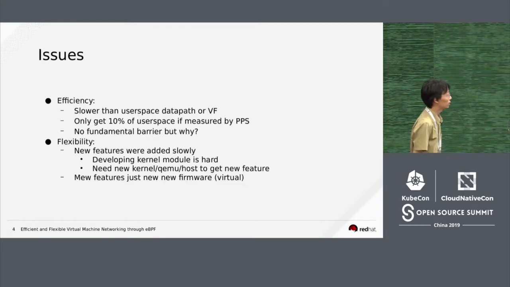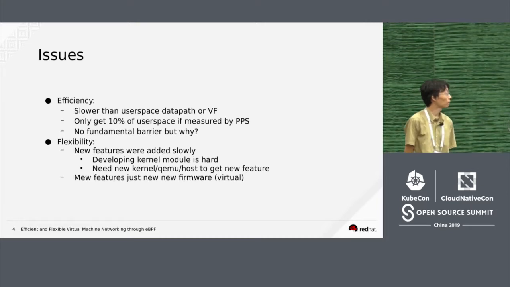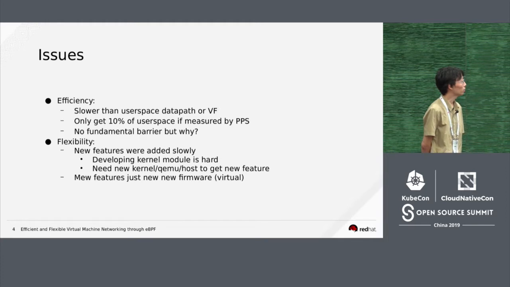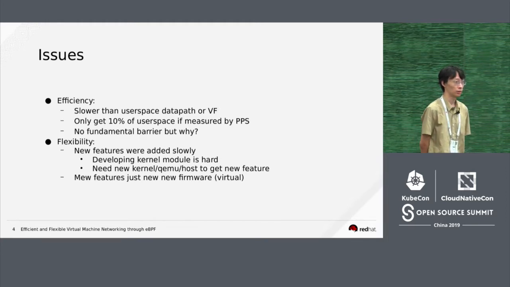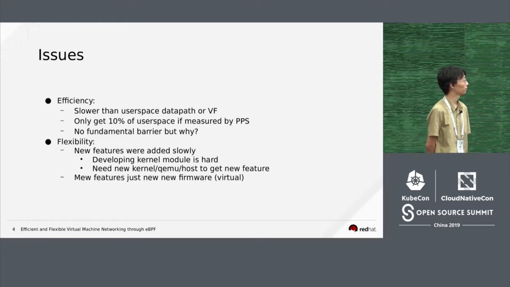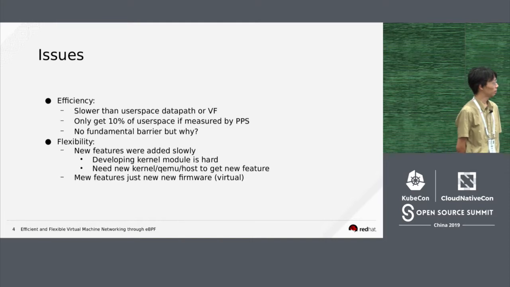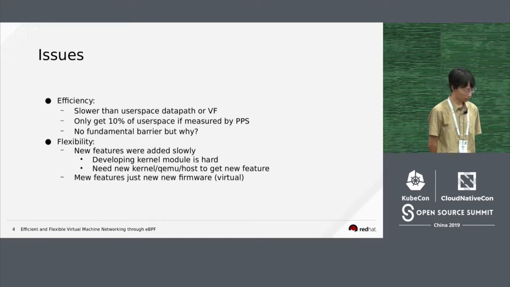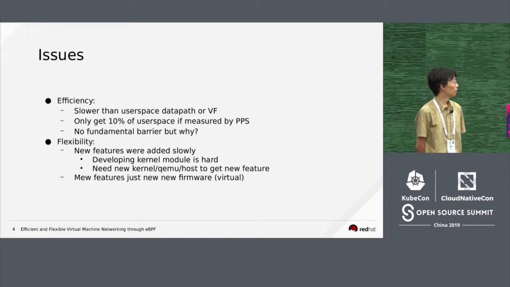In these slides, we mainly talk about the issues we are facing. For example, efficiency. The kernel-based data path is not very efficient, and it is slower than the user-space data path. If you only look at PPS, we can only get 10% of user space. If you read through all the code, you can easily understand it, but there are still a lot of barriers to overcome. And flexibility is another issue.